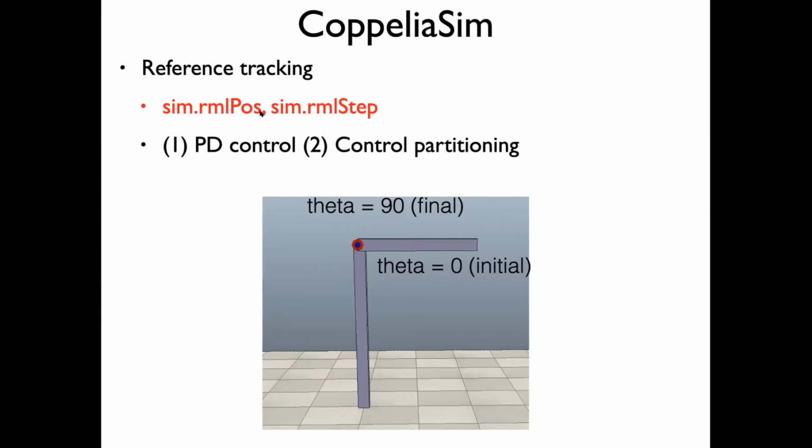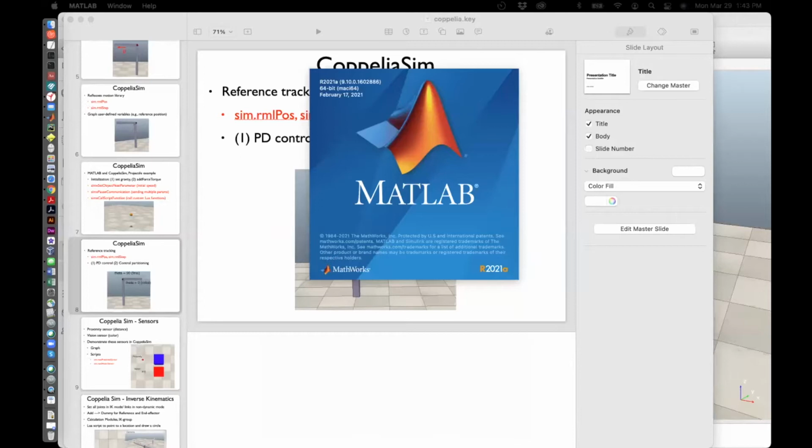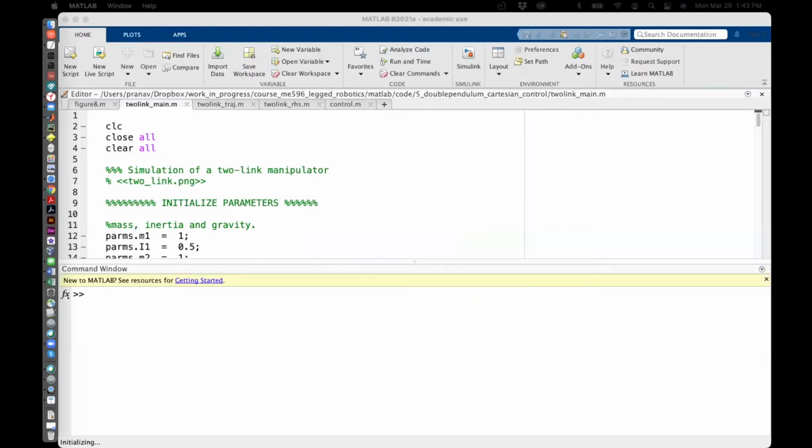Okay, and then we can generate reference motion using RML pause and RML step, which I've shown you earlier, but I'll reuse that code here, and then I'll show you how to do this using a naive PD controller and then using control partition. Okay, so before I actually start doing this in CoppeliaSim, I thought I should show you the corresponding MATLAB example.